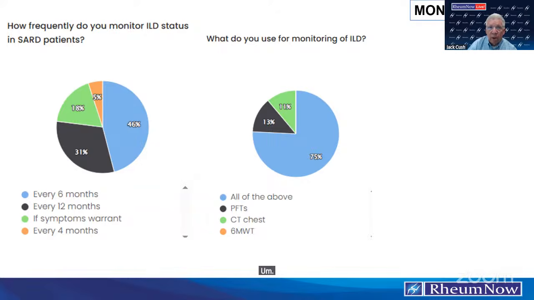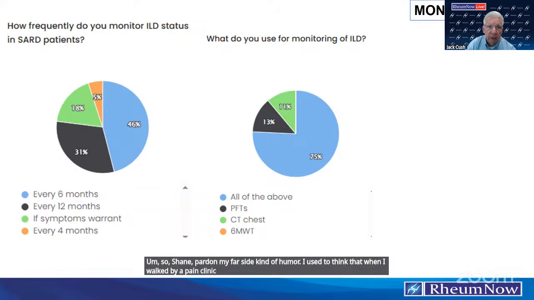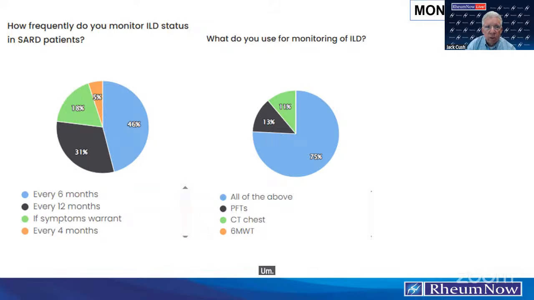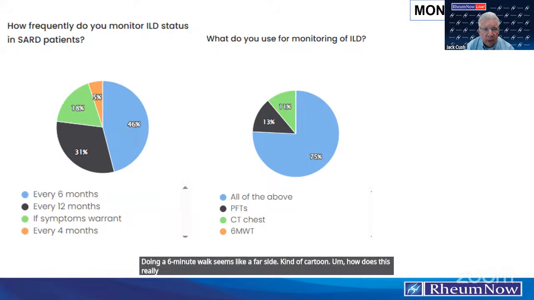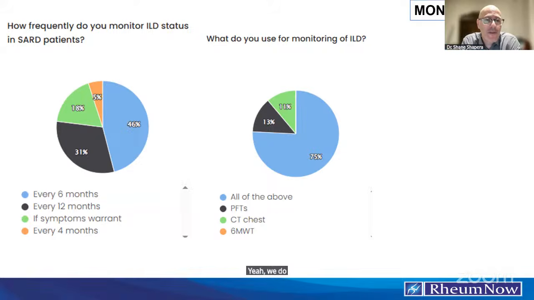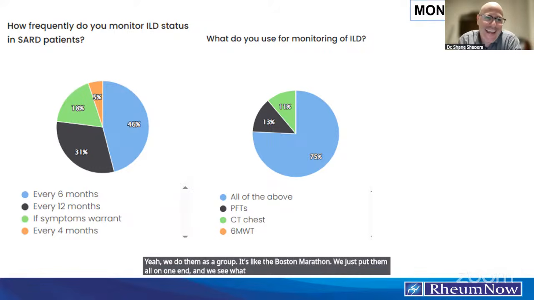So Shane, pardon my Far Side kind of humor. I used to think that when I walk by a pain clinic I should hear people screaming. So to walk by the pulmonary clinic and see a horde of people, usually with oxygen tanks, doing a 6-minute walk seems like a Far Side kind of cartoon. How does this really work in pulmonary clinic? Yeah, we do them as a group. It's like the Boston Marathon. We just put them all on one end and we see what happens.